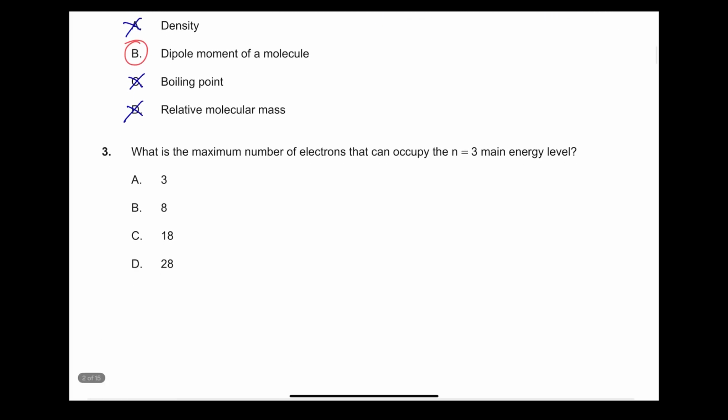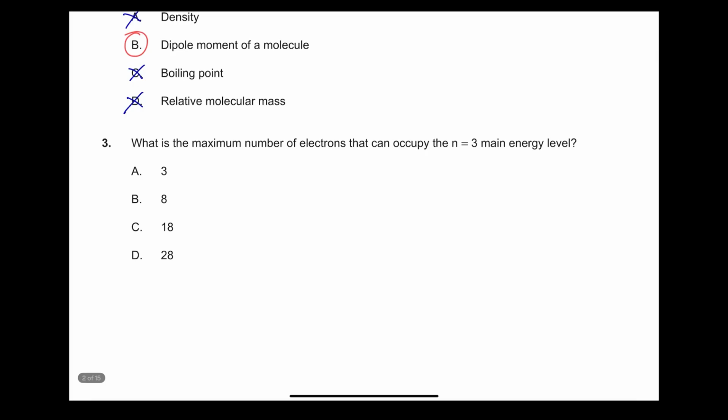Okay. Now, moving to the next part, the maximum number of electrons that can occupy the n equals 3 main shell. The formula for total number of electrons in a shell is 2n squared. So 2 times 3 squared, which is 2 times 9, giving us 18, which is option C.